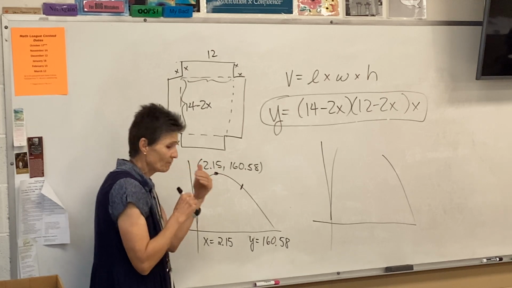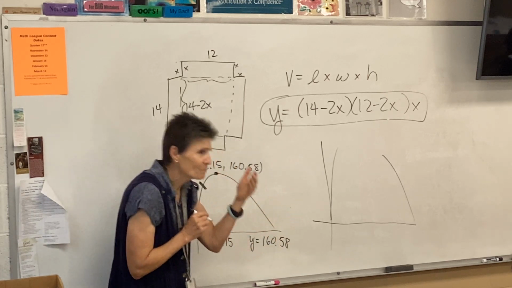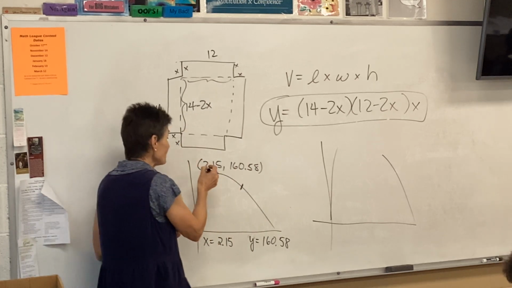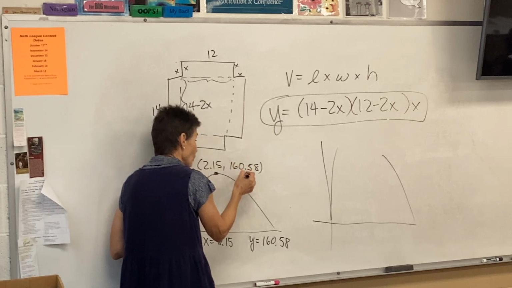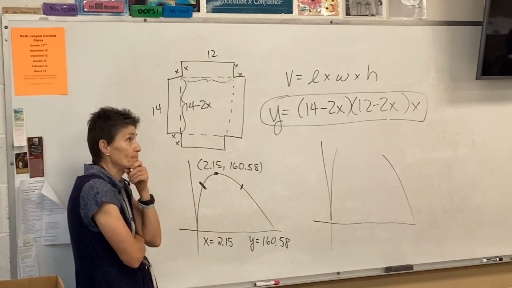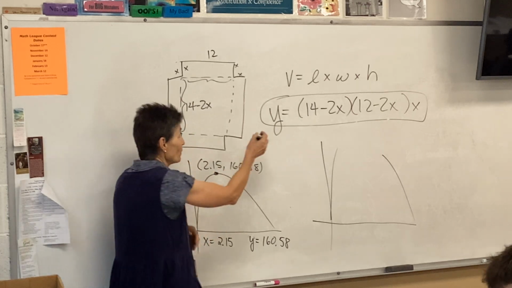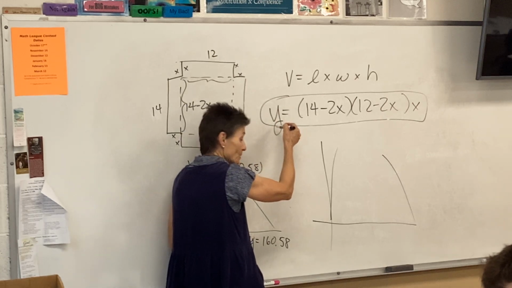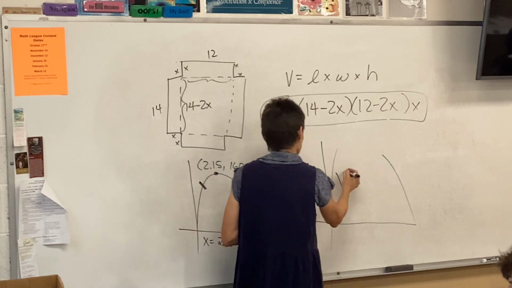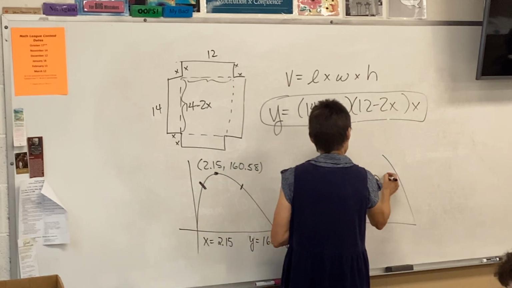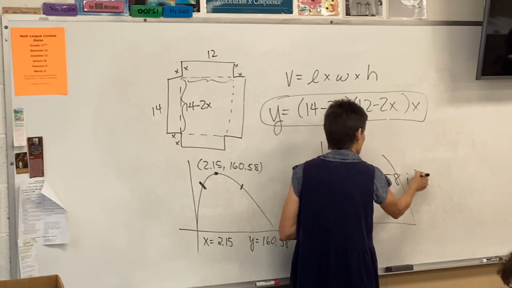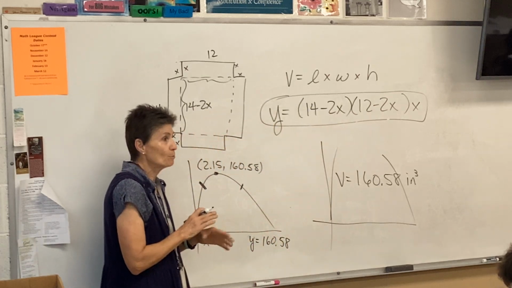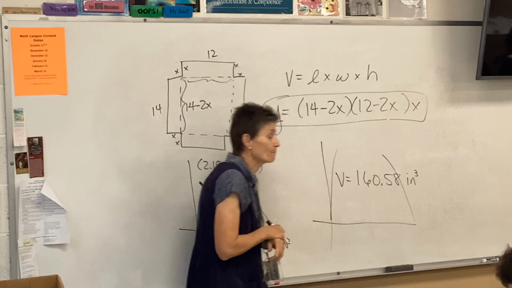What were we trying to find? What was the question? Find the maximum volume. Which of these numbers, the x or the y, is the volume? Y. Because when we wrote our equation, didn't we have y here? So the maximum volume of the box is 160.58 cubic inches. Volume is cubic inches: inches, inches, inches.